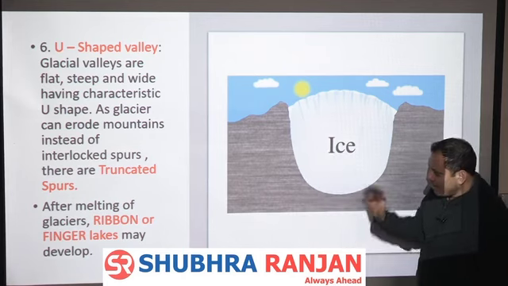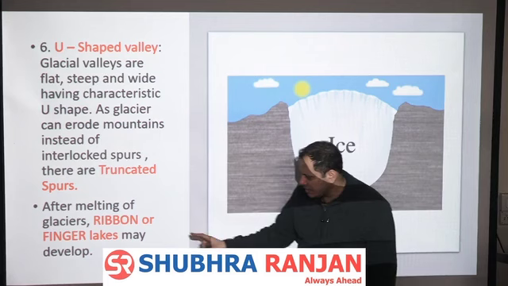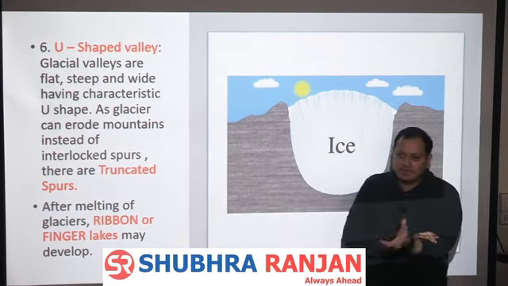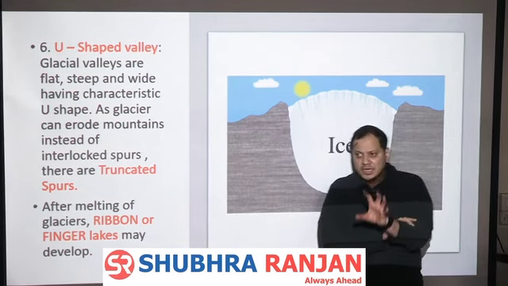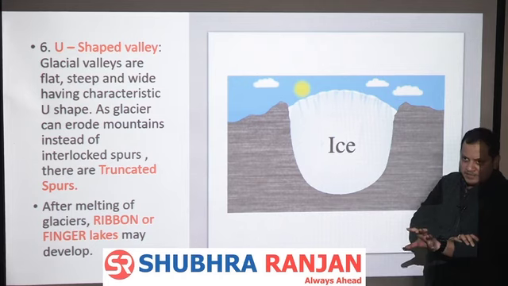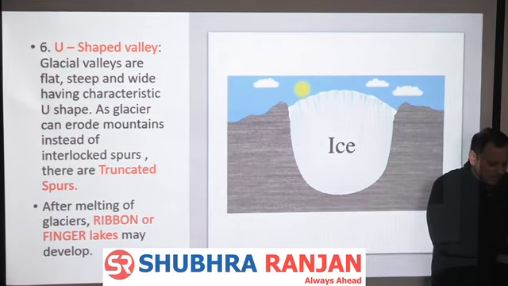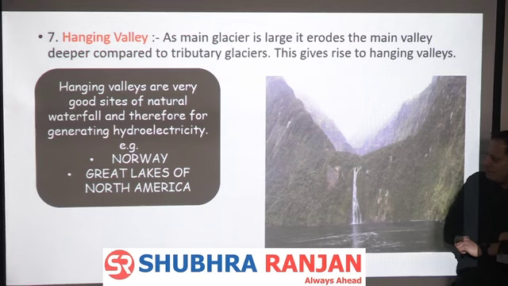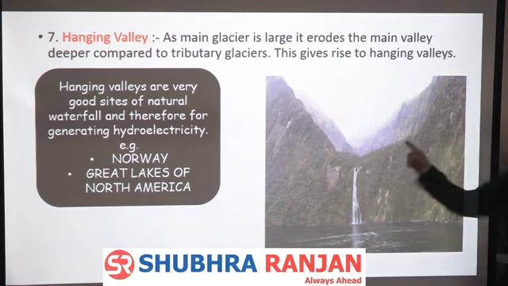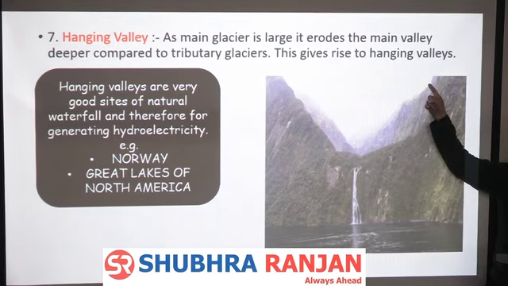Fine. After the melting of a glacier, ribbon or finger lakes may develop. I'll tell you later on what is this ribbon or finger lakes. अभी सिर्फ याद रखना U-shaped valley क्या है. Understood? And this is an example of an U-shaped valley. Getting it?